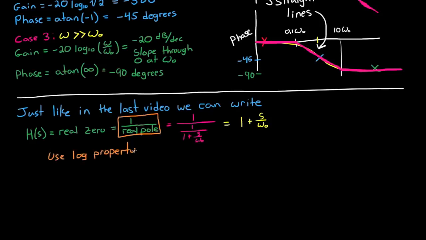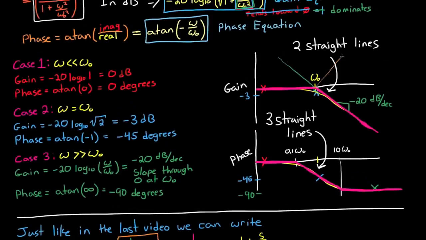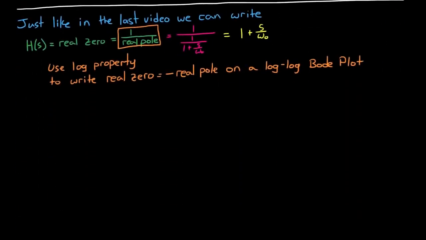And like we did before, we can use the fact that we're plotting this on a log-log scale Bode plot to simplify this even further. The real zero just becomes the negative of a real pole when you plot it on a Bode plot. So in that case, the gain would slope up at 20 dB per decade, and the phase would also gradually increase up to positive 90 degrees for a zero. Of course, the best way to prove this is to actually go through the math like we did with the real pole, but I'll leave that up to you if you're interested in doing that exercise.